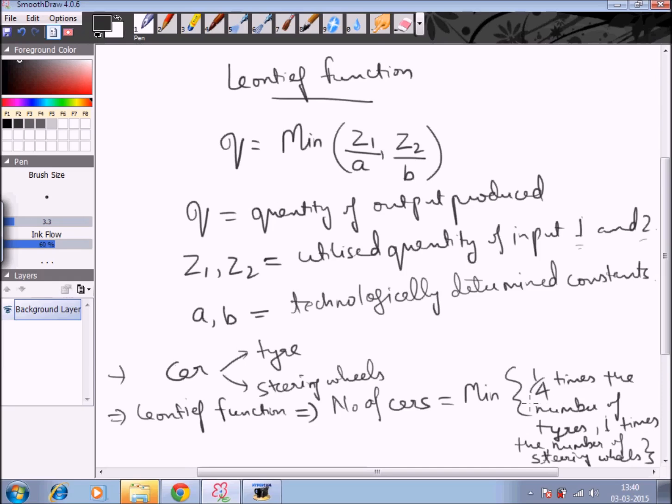Now here 1/4 and 1 are our technologically determined constants, that is A and B. See here, 4 tires are used to make one car and 1 steering wheel is used to make one car. So that is why 1/4 times the number of tires and 1 times the number of steering wheels. So this is a very simple example of the Leontief production function. That is, the number of cars depends upon the usage of tires and steering wheels, and none of the inputs can be substituted for one another.